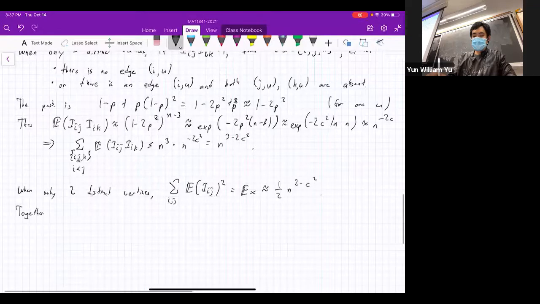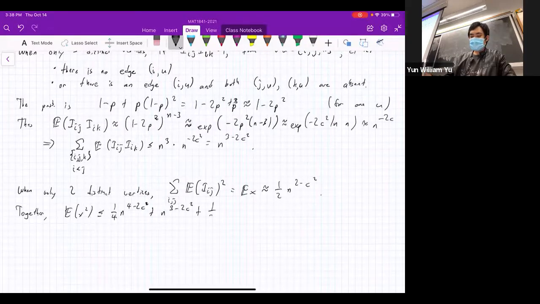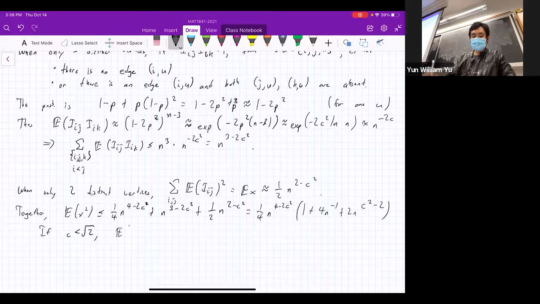So putting that all together, we have the expectation of X squared is less than or equal to 1/4 n to the 4 minus 2c squared plus n to the 3 minus 2c squared plus 1/2 n to the 2 minus c squared, which when we collect the terms is equal to 1/4 n to the 4 minus 2c squared times (1 plus 4n to the minus 1 plus 2n to the c squared minus 2). And if c is less than root 2, then the expectation of X squared is less than or equal to the square of the expectation of X times (1 plus o(1)).